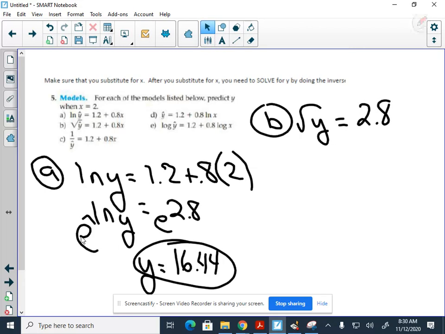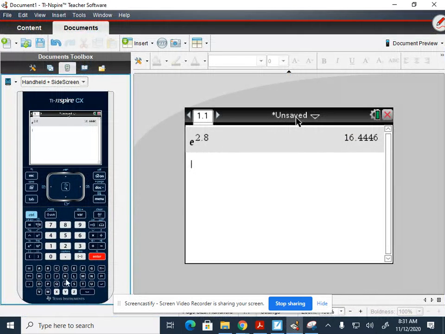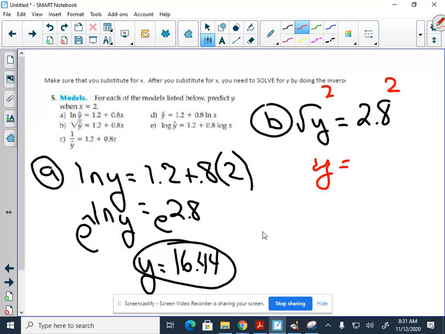Now I get a lot of students who do this. They take the square root of 2.8. If you do that, you've got a double square root on that side. That's not going to undo that, so that is an incorrect thing to do. You don't take the square root. You have to square 2.8 to solve this one. So the answer to B is going to be 2.8 squared, and that's going to be 7.84.